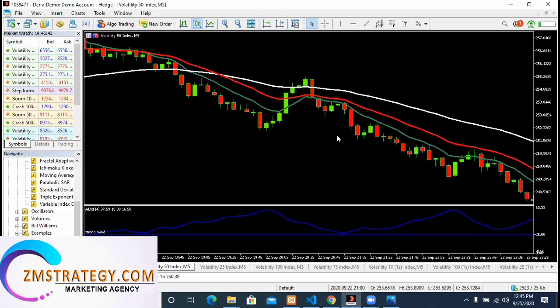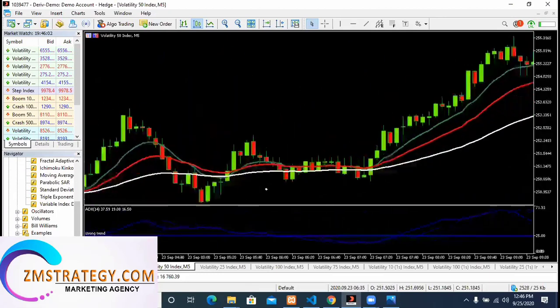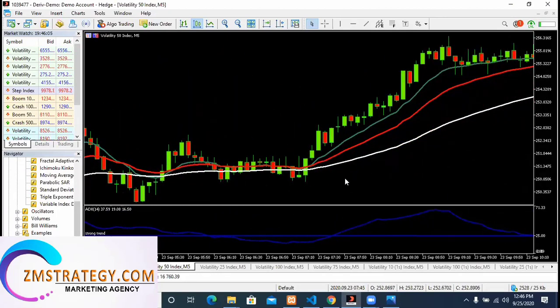But I will tell you the way you are going to be taking your trade, because it's not just when you have a crossover that you take your trade. You need to wait for something to occur before you can take either a buy trade or a sell trade. But this is just a sell signal, and this other one is a buy signal.